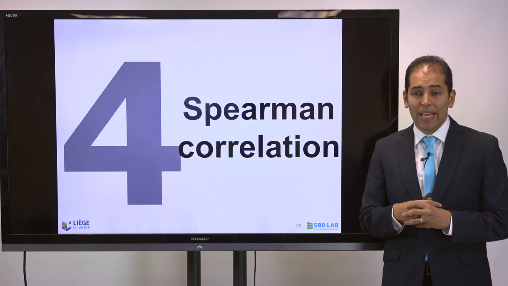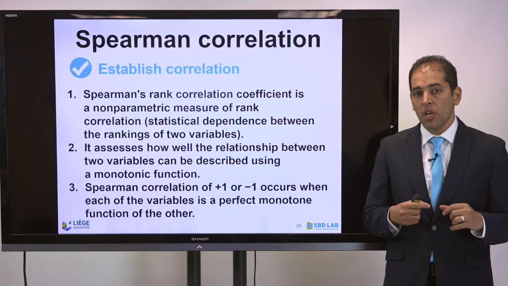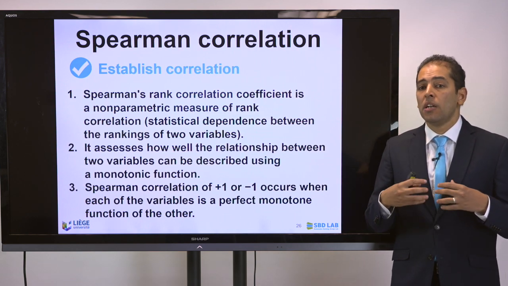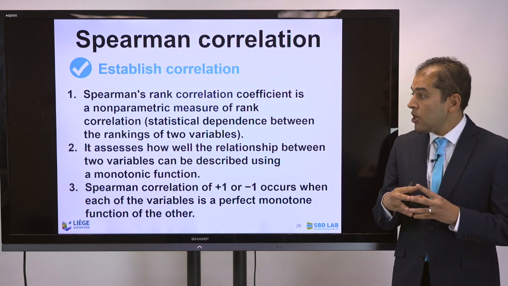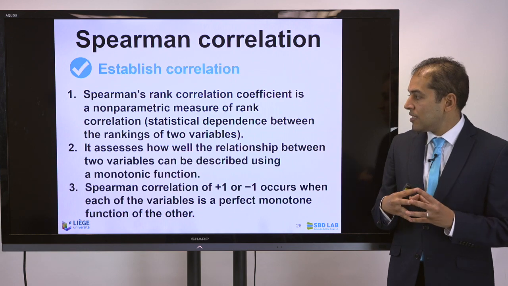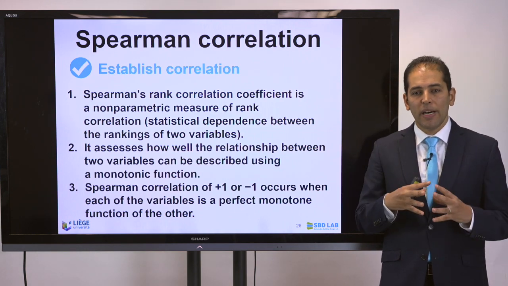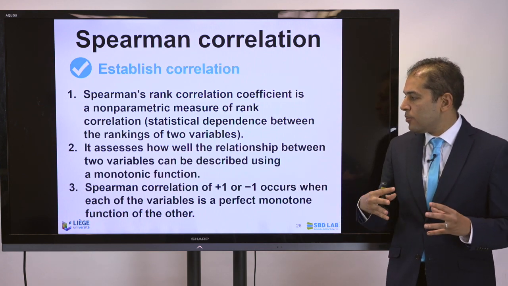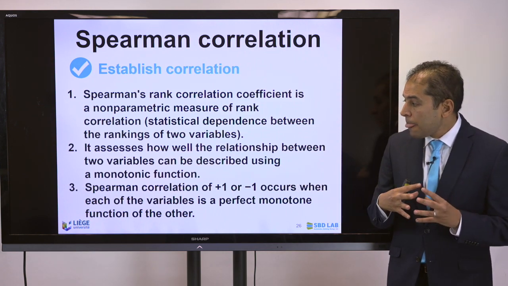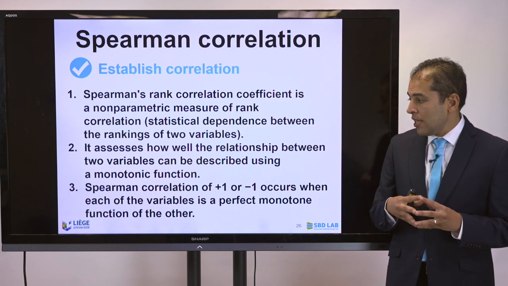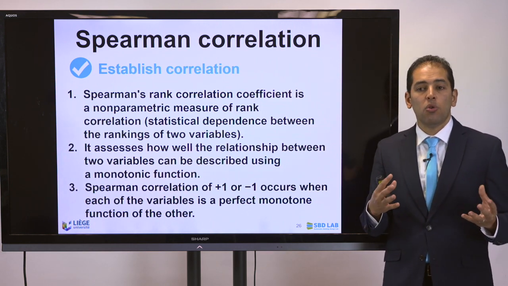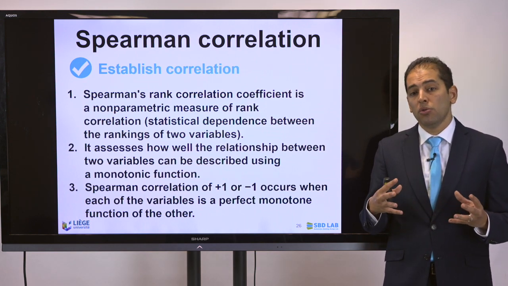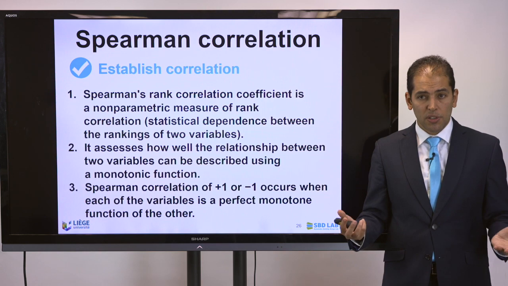Now let's move to the second test, which is the Spearman correlation. The Spearman rank correlation coefficient is a non-parametric measure of rank correlation, based on the statistical dependence between the ranking of two variables. It assesses how well the relationship between two variables can be described using a monotonic function, and a Spearman correlation of +1 or -1 occurs when each of the variables is a perfect monotone function of the other.